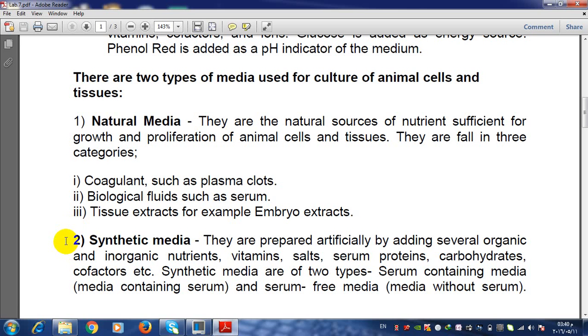Number 2. Synthetic media. They are prepared artificially by adding several organic and inorganic nutrients, vitamins, salts, serum, proteins, carbohydrates, cofactors, etc. Synthetic media are of two types: serum-containing media, media containing serum, and serum-free media, media without serum.